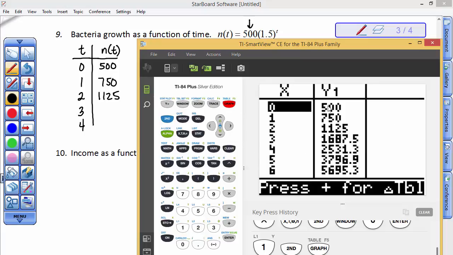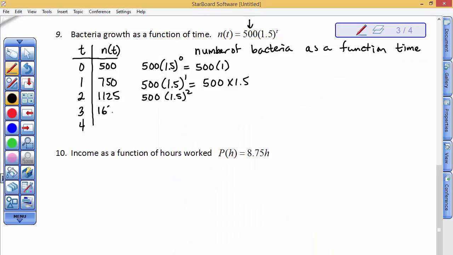1 hour, we have 750. 2 hours, we have 1,125. 3 hours, we have 1,688 cells, etc. We're going to work towards our way of graphing functions, and we will get to these applications like this and talk about graphing time on the x-axis and number of bacteria on the y-axis, but having this as a tool and that table feature will be very, very helpful.